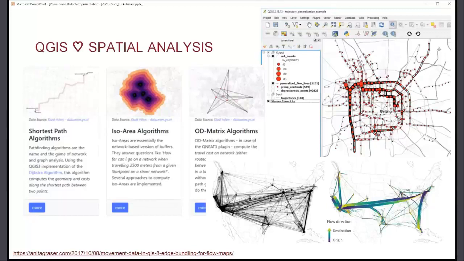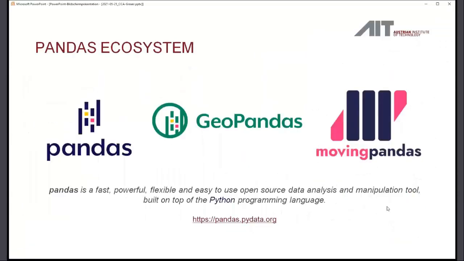raw line-based visualizations into nicely bundled representations of the main flows between different geographic areas. That can also be found in the processing toolbox, because it's also a way to handle geographic data. And so from basic data processing to almost visualization tools, everything can be part of the processing workflow in QGIS.